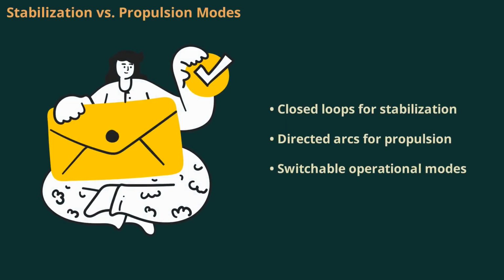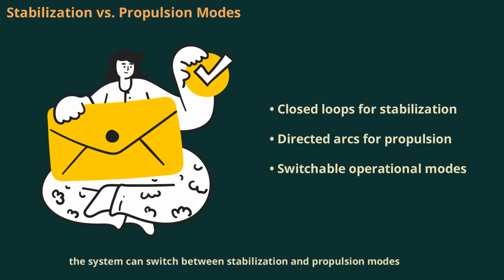By configuring the polariton field lines into closed loops or directed arcs, the system can switch between stabilization and propulsion modes. Closed loops help maintain structural integrity and resist external disturbances, while directed arcs generate net thrust for movement. This dual capability is a hallmark of the multi-flavor polariton field architecture.